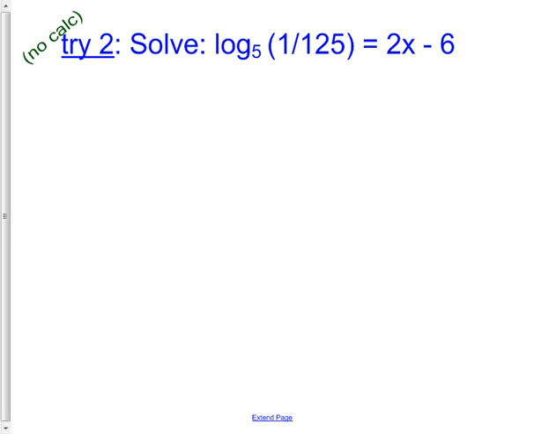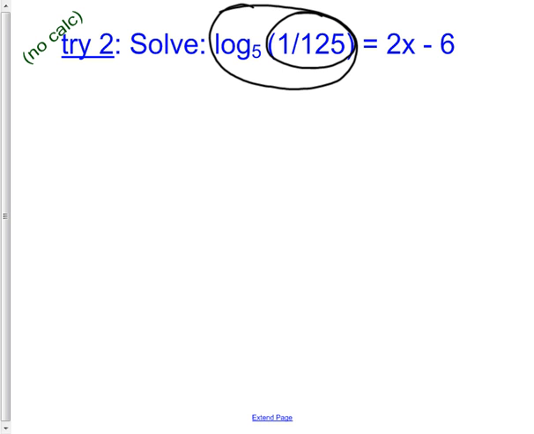Move on to this one. Solve log base 5 of 125 equals 2x minus 6. Holy crap. This is seriously just about as hard as we do in pre-calc. But it's not really that hard. If you could only rewrite this as a 5 to this something, then this whole side would turn into a number, like 7. If that whole side turned into a number, it would make it a super simple equation.